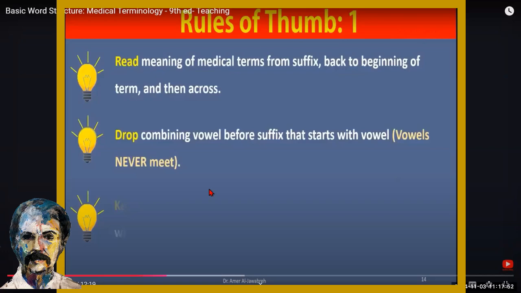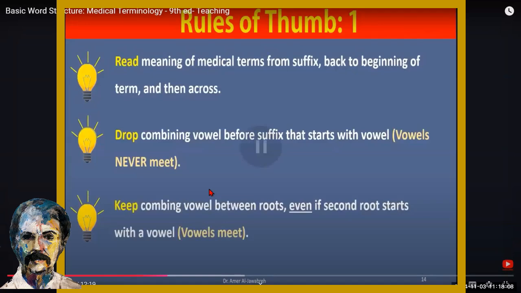Number 2, drop the combining vowel before a suffix that starts with a vowel. Vowels never meet between root and suffix. You don't say cardioic, we say cardiac. Third, keep the combining vowel between roots, root 1 and root 2, even if the second root starts with a vowel. Between roots, vowels meet. Between root and suffix, vowels never meet. Between prefix and root, there is no vowel from the first place, originally.